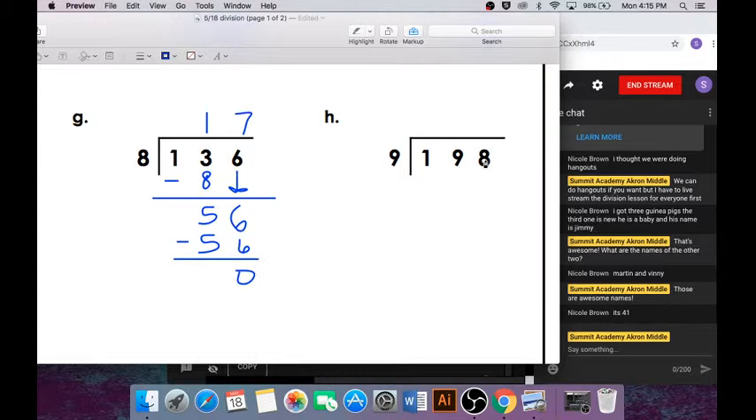We have 198 divided by 9. 9 doesn't go into 1, so we're going to see how many times 9 goes into 19. The closest we can get to 19 without going over is 9 times 2. 9 times 2 is 18. 19 minus 18 is 1. We're going to bring down our 8.